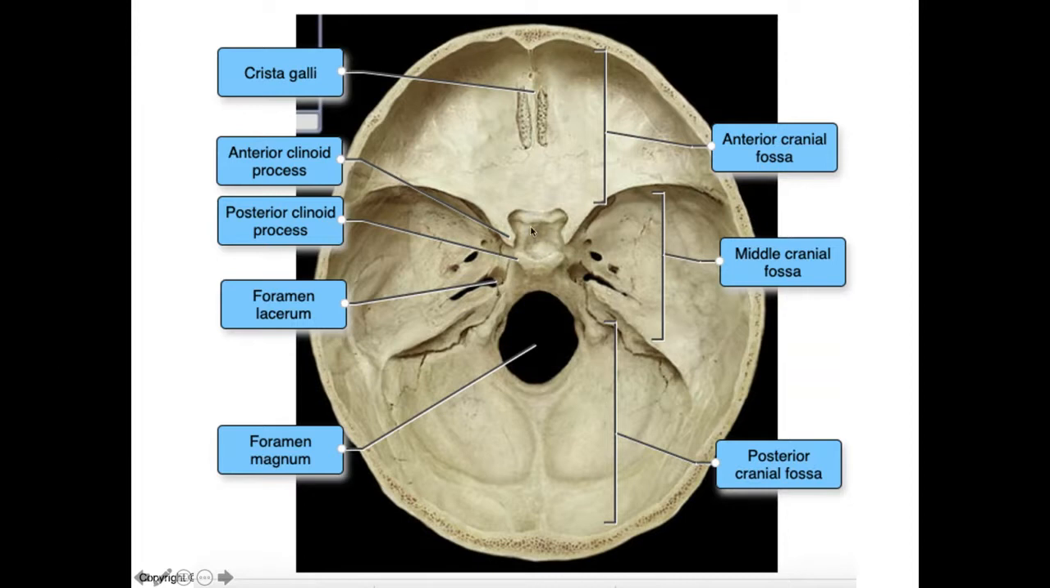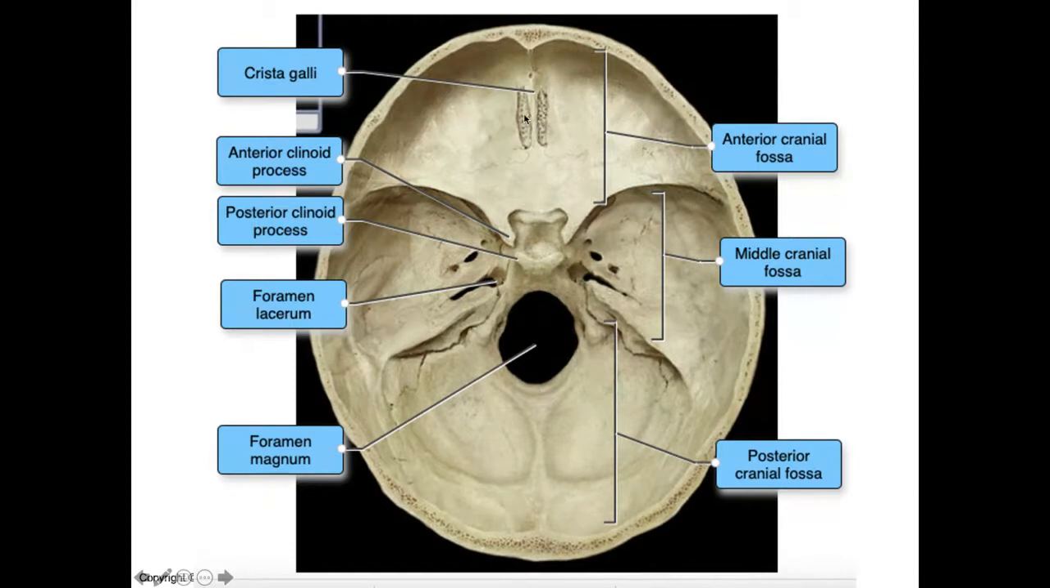This is the sella turcica. This is where your pituitary gland sits, also known as the hypophyseal fossa. This is the posterior clinoid process. This whole thing is the anterior cranial fossa, middle cranial fossa, posterior cranial fossa.